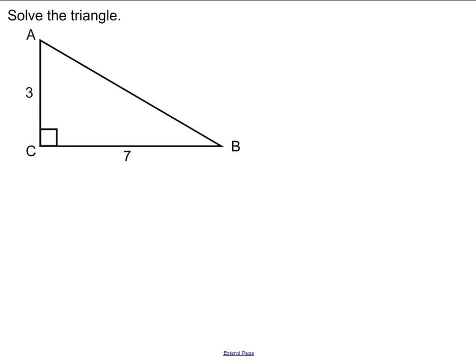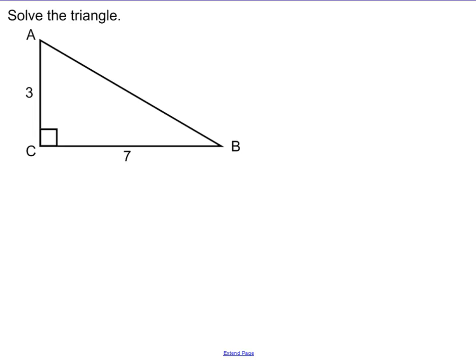So the next type of problem that we're going to solve is solving triangles. All triangles come with 6 parts. They each have 3 angles and 3 sides. When I ask you to solve the triangle, I'm asking you to find all the missing angles and all the missing sides. I'm always going to give you 3 of the 6, and you have to find the other 3.